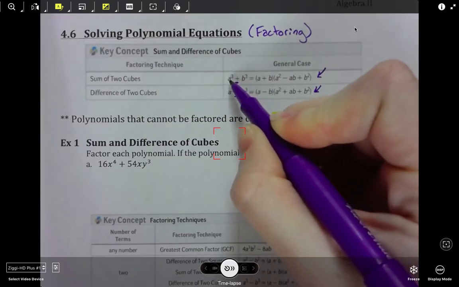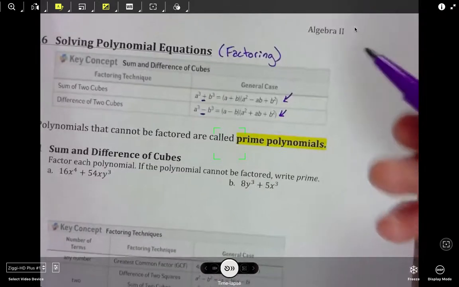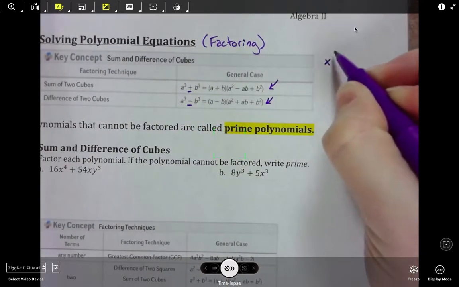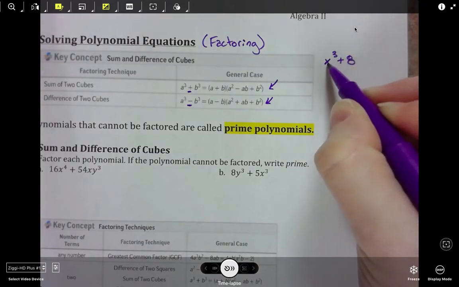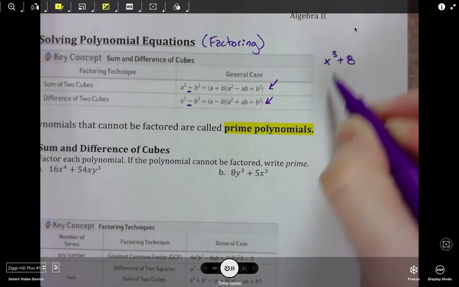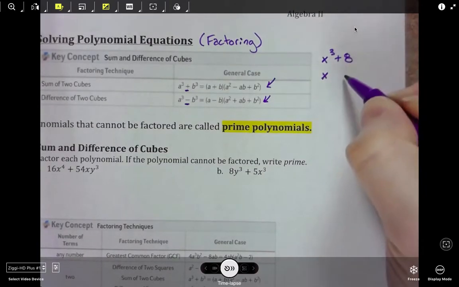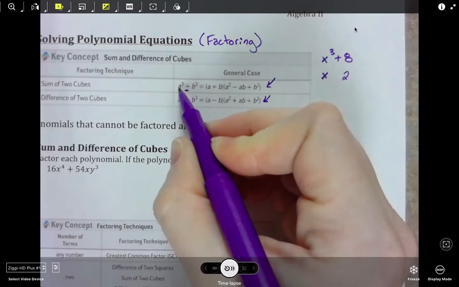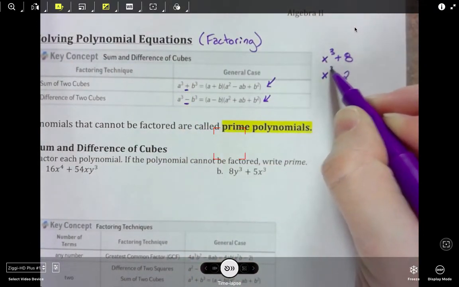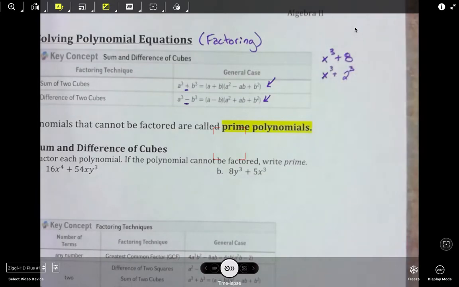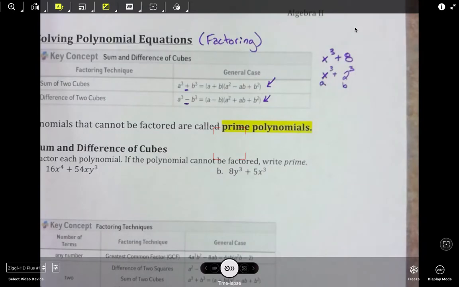So if you have something that's in the form of a cubed plus b cubed, like let's say I had x cubed plus 8, I can take the cube root of x cubed, which would just reduce down to x, and the cube root of 8 would be 2. So that's in the form of x cubed plus 2 cubed. So in this case, a would be x and b would be 2.